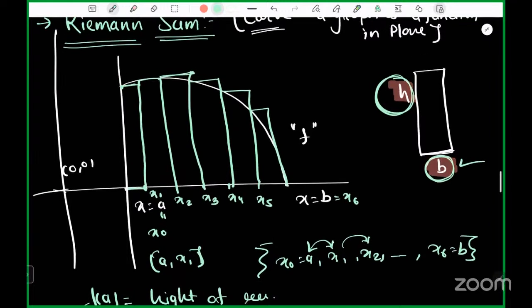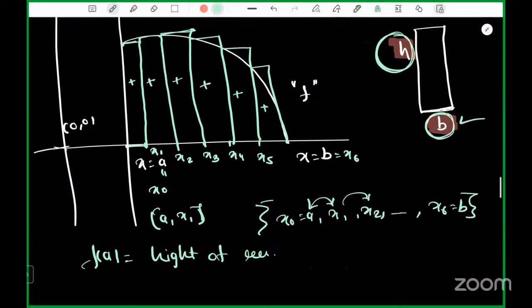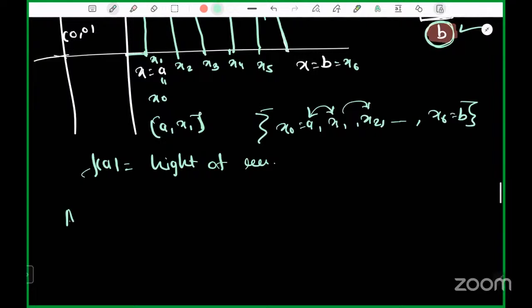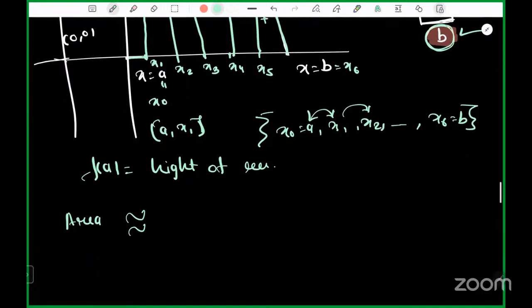Right. So here you can observe that the area of the region is somewhere approximate to the sum of the areas of the rectangles. If you sum all the rectangles' areas, then the area of the region is approximately equal to the sum of the areas of these rectangles, right? So that means the area is approximately the summation of each rectangle's area. Okay, so what will be the rectangle's area now?